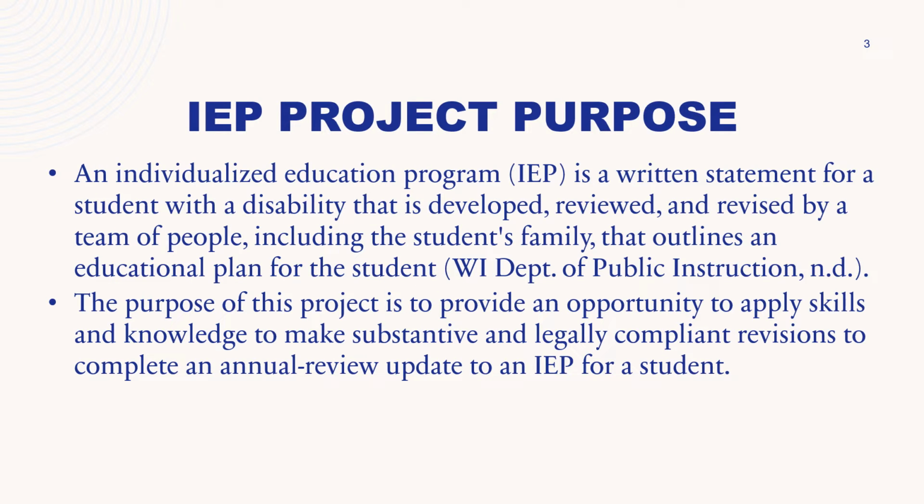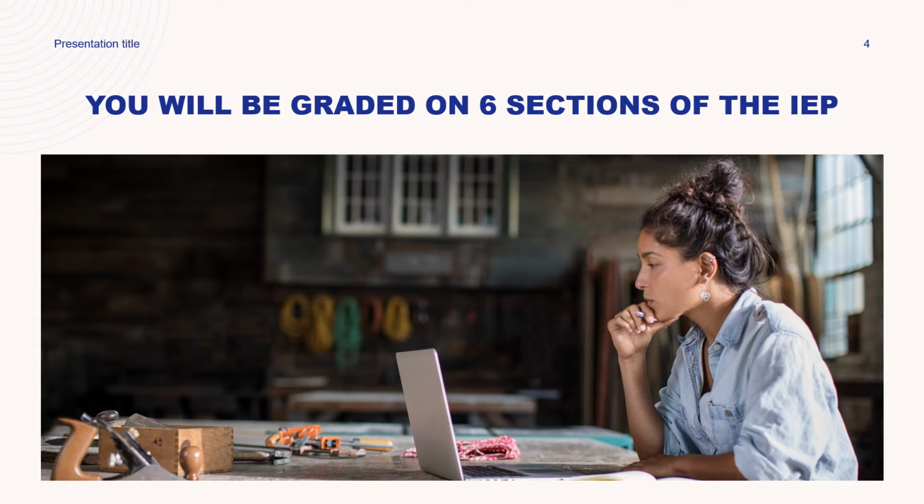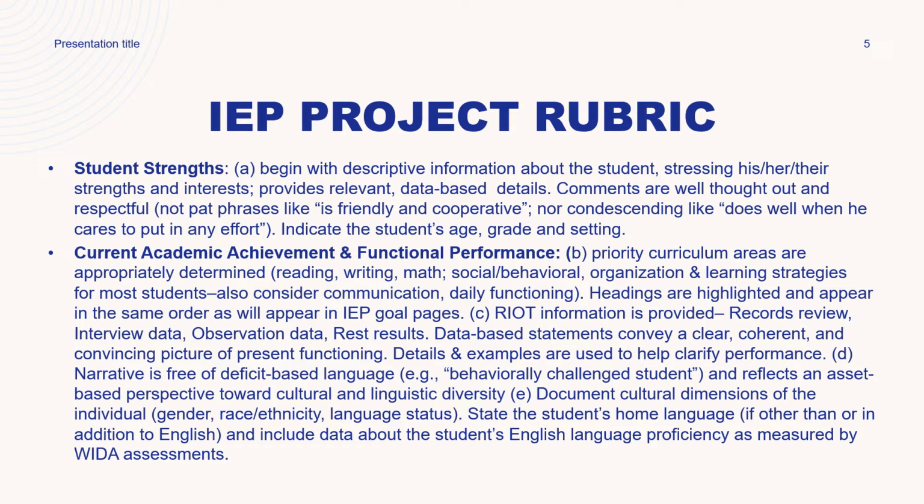The IEP is a written statement that documents the supports, services, and goals for a student with a disability. In this project, you're doing an annual review, so an update or revision that occurs on an annual basis for a student who already has an IEP. You'll be graded on 6 specific sections. So use the IEP template, and the areas that are highlighted will all need to be filled out. Some of that information you can import from the student's current IEP.